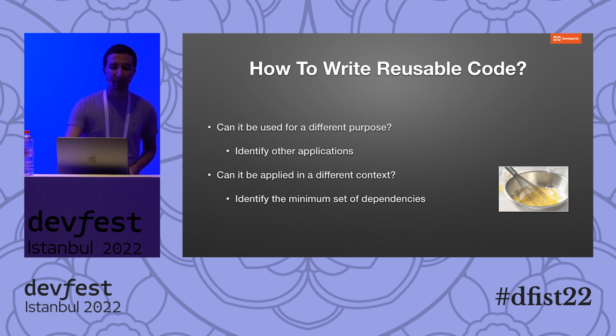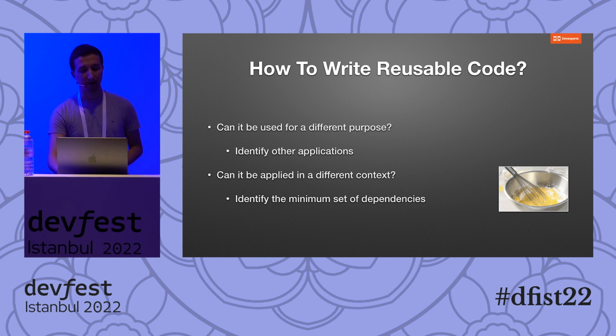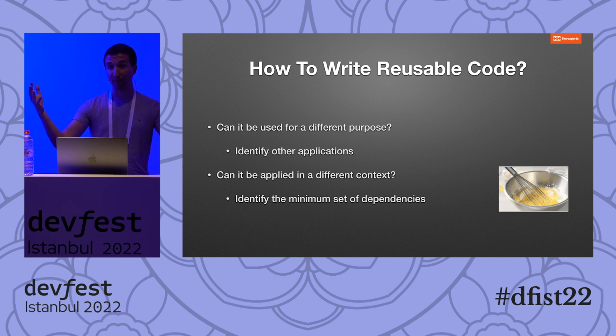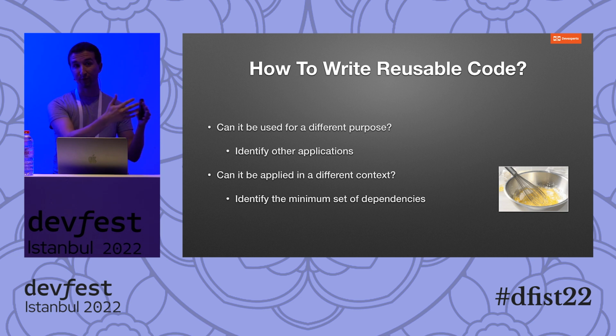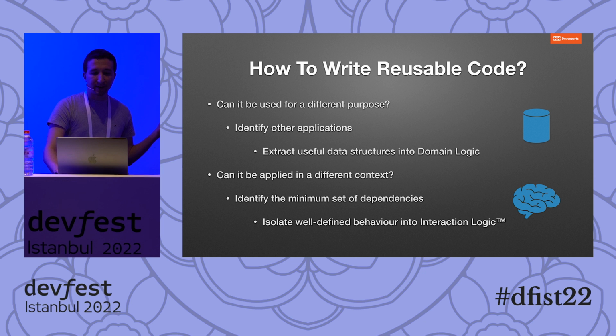And if it can be used in different contexts, we need to figure out what is the minimum set of dependencies for our piece of code. And here you can think about, again, the recipe that we wrote for pancakes. We have this set of functions that can work on different ingredients that we use. So if we are able to identify other applications, then we'll probably be able to extract some useful data structures, and we can put them into our domain logic.